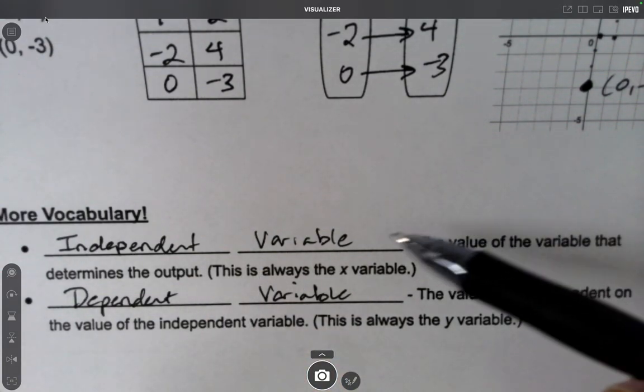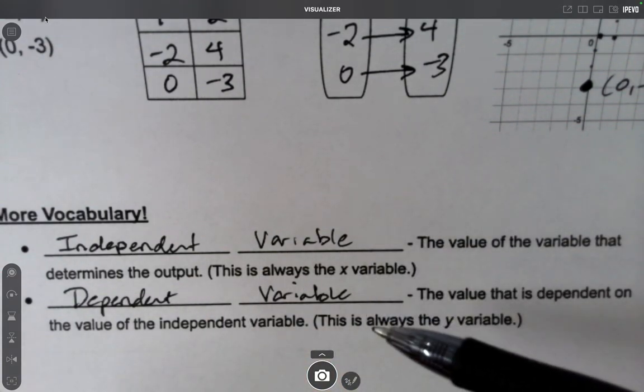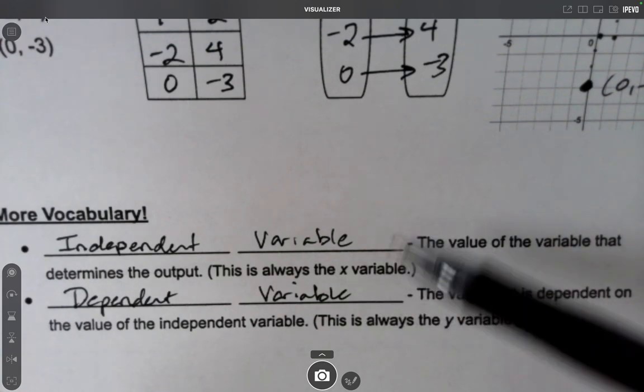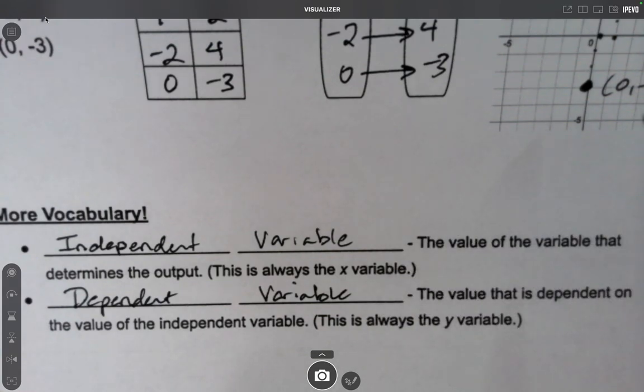So you can almost think about this as cause and effect. It's not always literally cause and effect, so that's why it's not defined that way. But kind of a simple way to think of it is this tends to be the cause, this tends to be the effect.